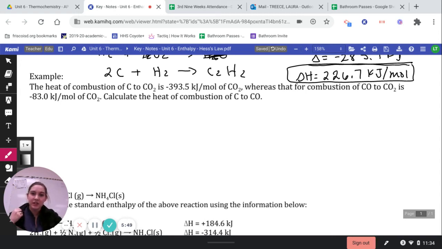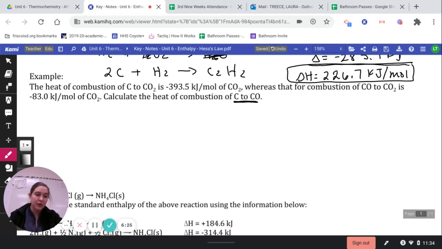Okay, so this one is a little different because it doesn't actually give us the reactions. We have to write them based on information from the problem. So this first says the heat of combustion from C to CO2 is negative 393.5 kilojoules per mole of CO2, whereas the combustion of carbon monoxide to CO2 is negative 83.0 kilojoules per mole of CO2. Calculate the heat of combustion from C to CO.